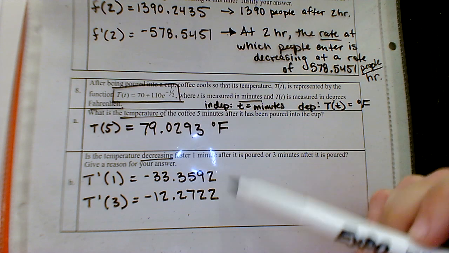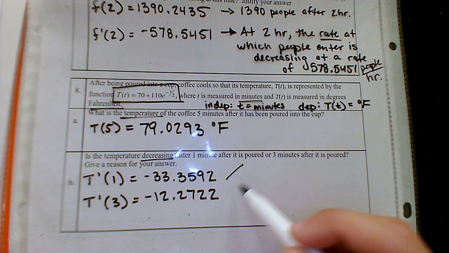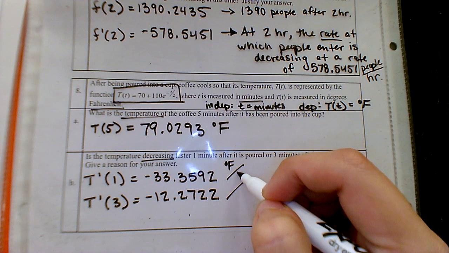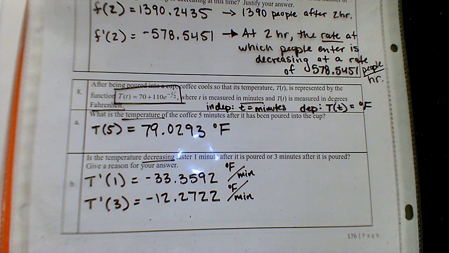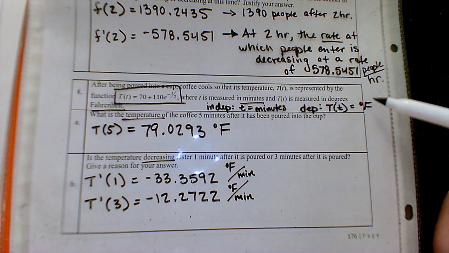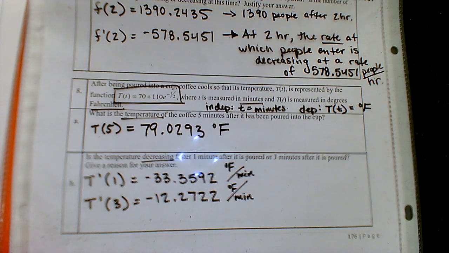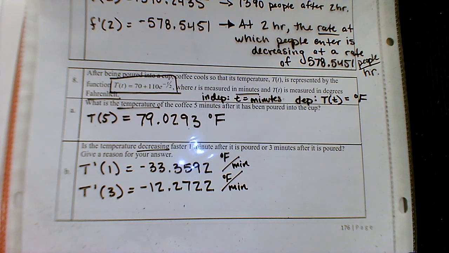Can we put units on them like we did the previous one? If this is a derivative, this is a rate, so we're going to need a fractional unit. Degrees Fahrenheit per minute. There we go. Temperature per minute. Fahrenheit per minute. Okay, so it's a rate, it's a slope. We need the y unit over the x unit. So that would be dependent over independent. Okay, y over x. So when is it decreasing the fastest?